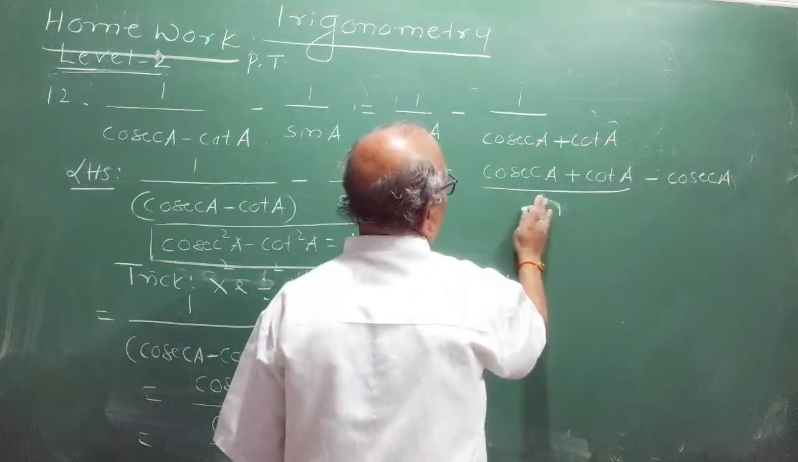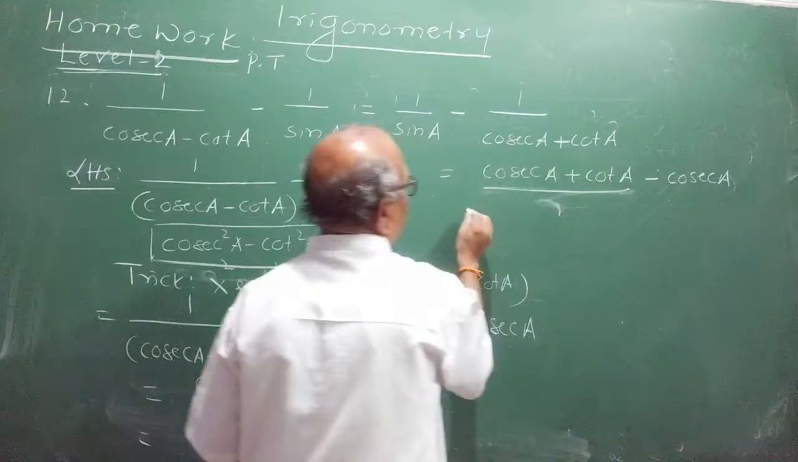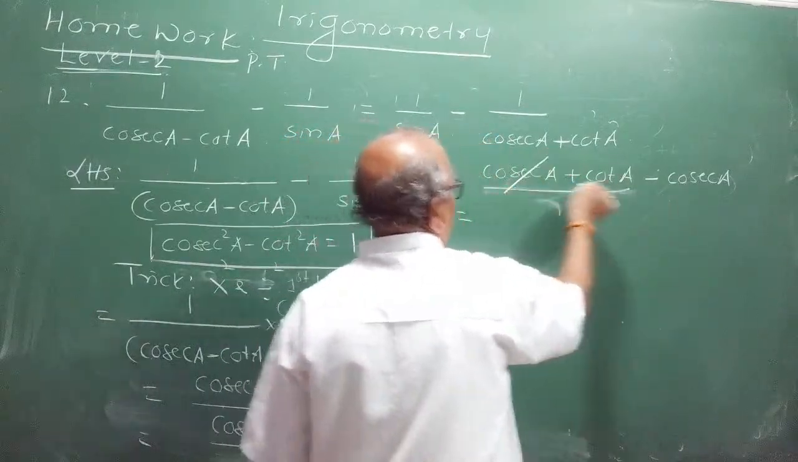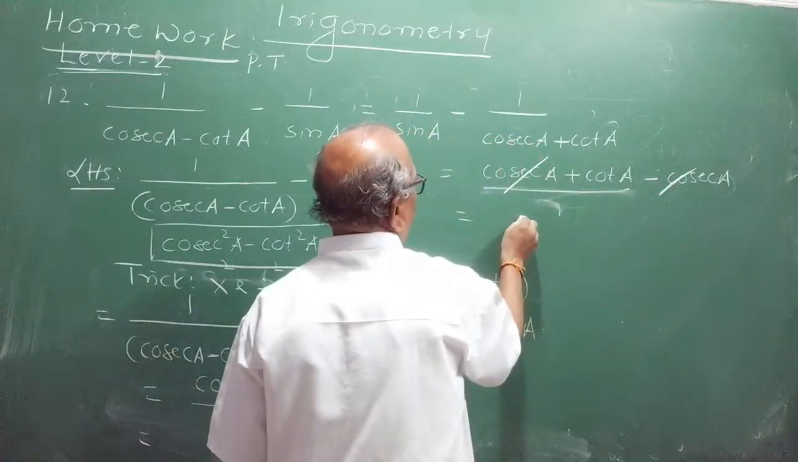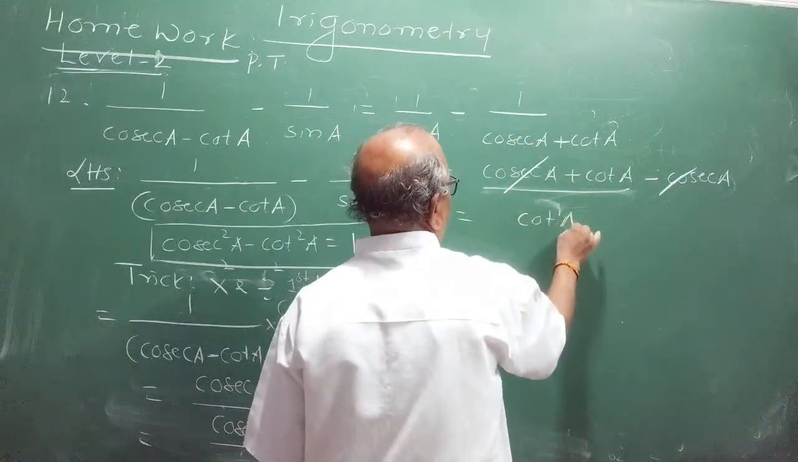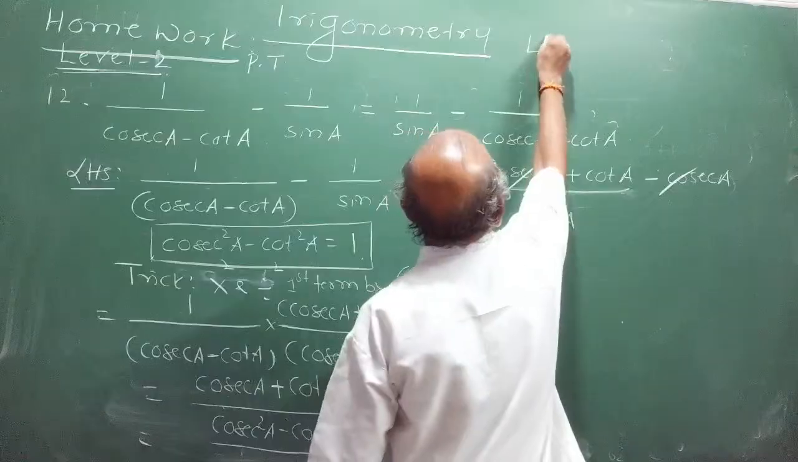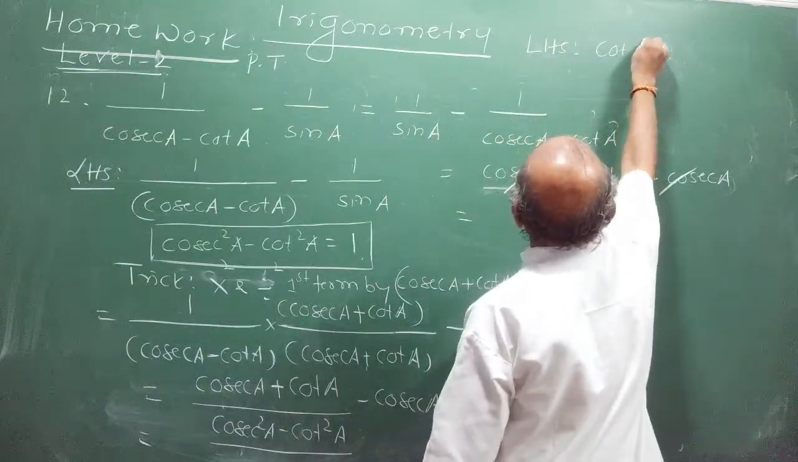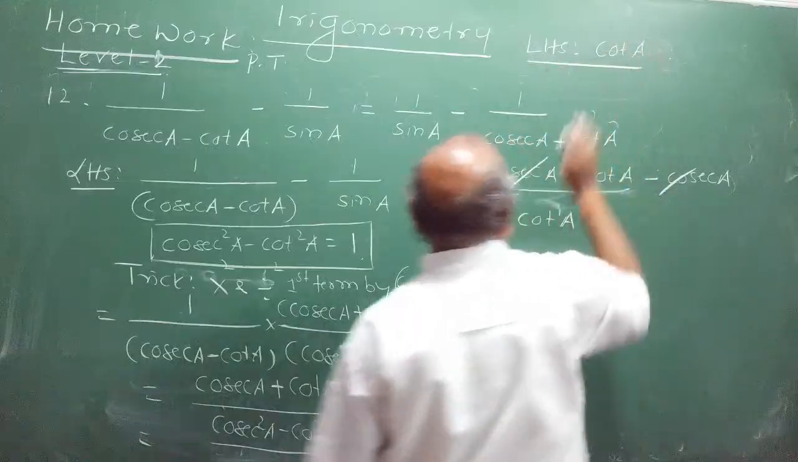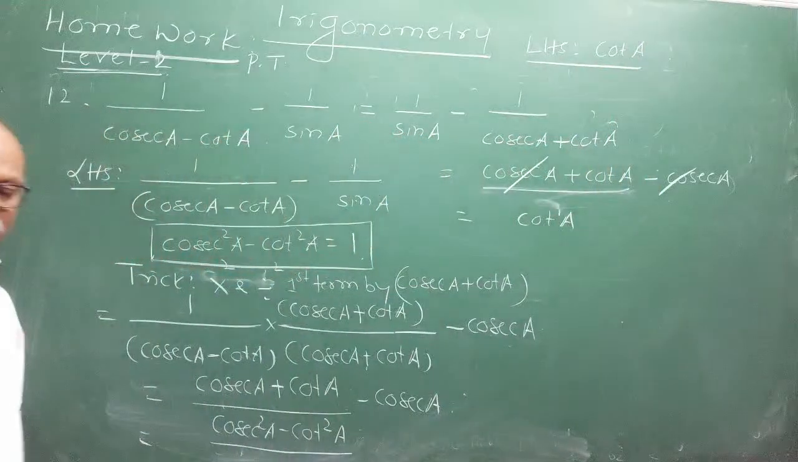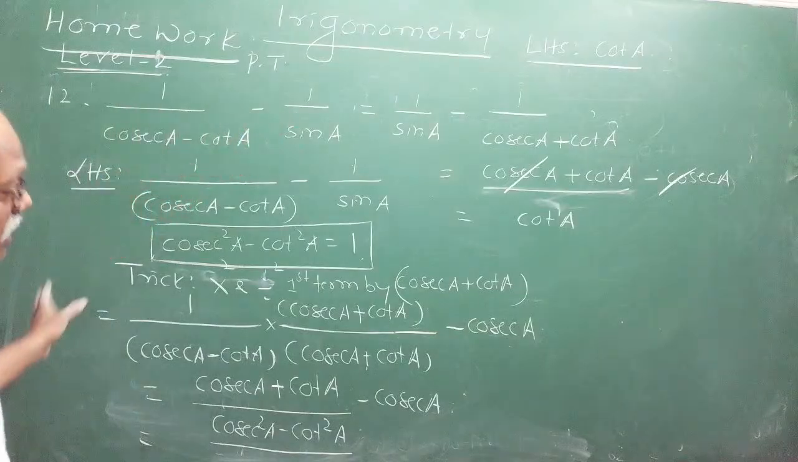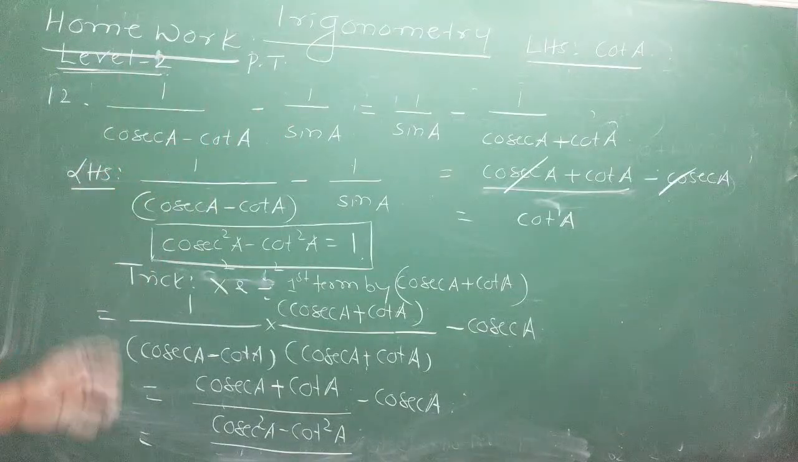So divided by 1 can be neglected and you can write it as simply cosec A plus cot A minus cosec A. Cosec A cancels. Now you are getting LHS as cot A. I will write LHS on the top here so that we can refer to it as cot A. Now stop LHS. This is another way of proving. Don't try to bring RHS from LHS only in such cases.